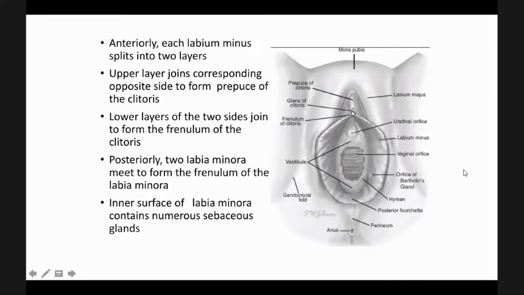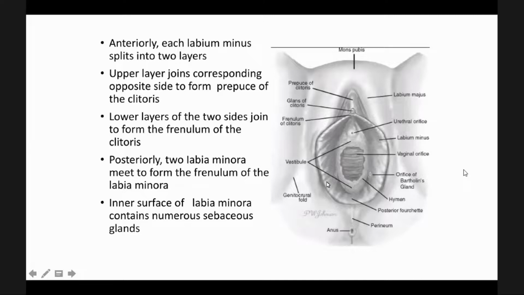Here, at the anterior region of the labia minora, you will find this glans clitoris. This glans clitoris is covered anteriorly by a prepuce, which is the extension from the labia minora. The lower layer of either side fuses to form the frenulum of the clitoris. See here, this has split. The lower end will form the frenulum of the clitoris. The upper part will form the prepuce of the clitoris. Got it? And this part is equivalent to the glans penis, that is the glans clitoris.